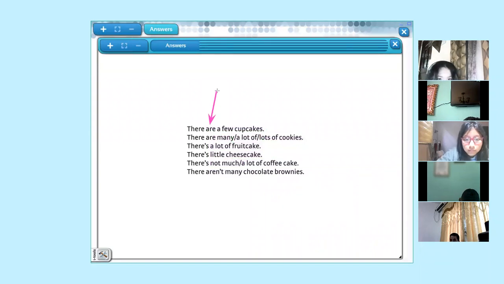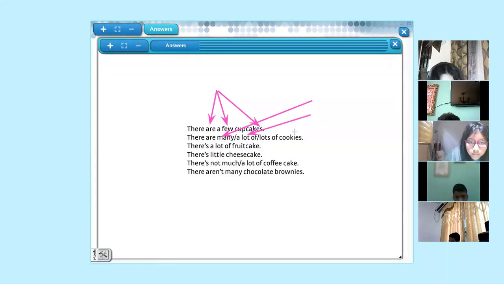There are a few cupcakes. Pay attention to this. There are many, or there are a lot of, or there are lots of cookies. Did you see? There is a little cheesecake. There is a lot of. Pay attention to the expressions that you're using here, okay?